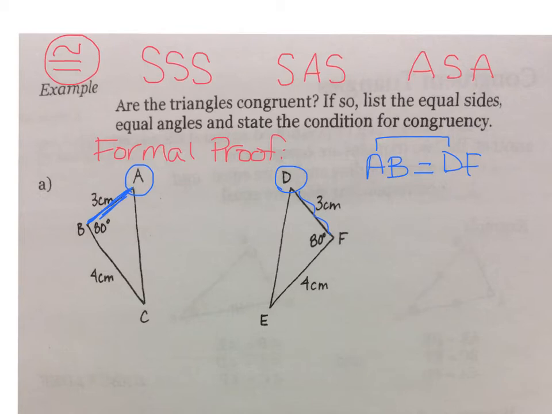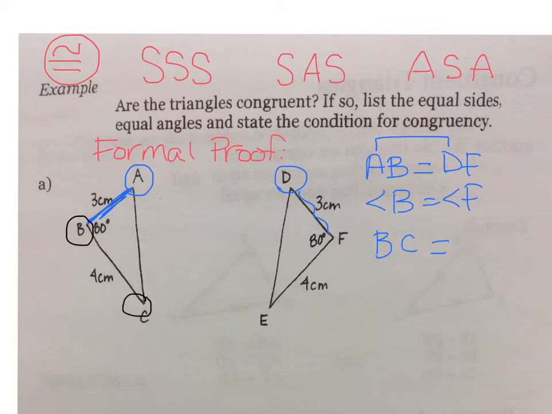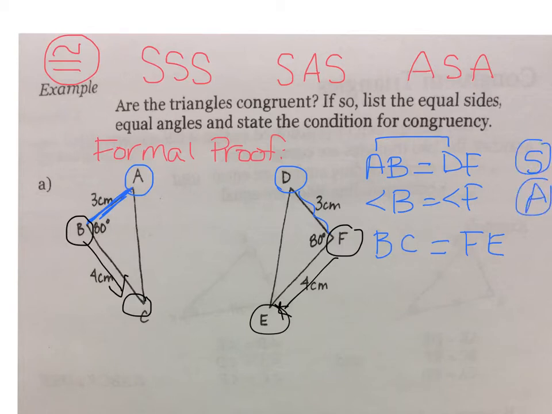So we're going to prove that these triangles are congruent by stating their sides that are equal and their angles that are equal. We have AB equals DF, and now we're going to say that angle B is equal to angle F, and that side BC is equal to, now if I started with side BC going this way, I have to call the next side FE because the letters have to correspond. So BC equals FE. I've now named an equal side, an equal angle, and another equal side.